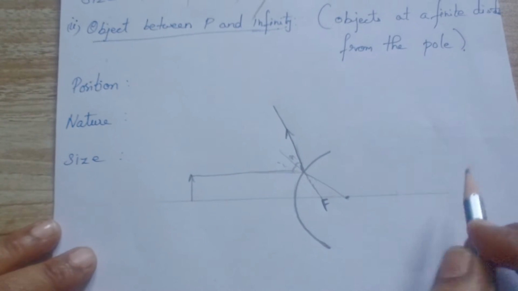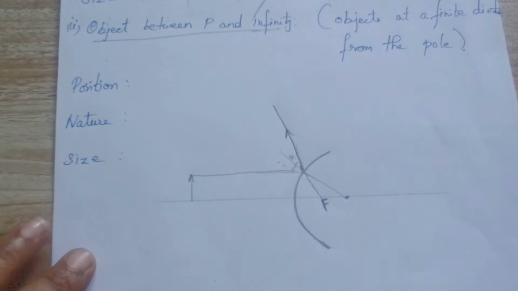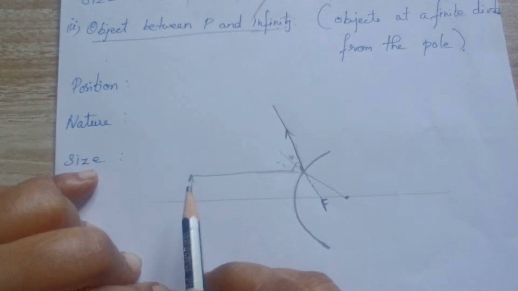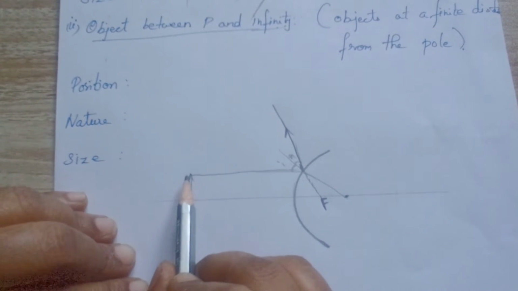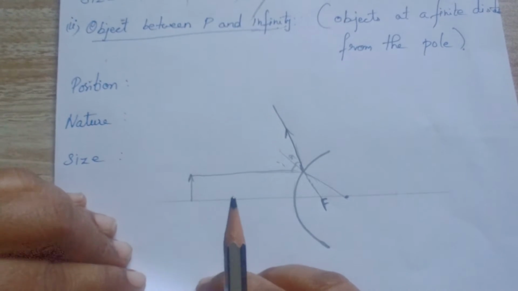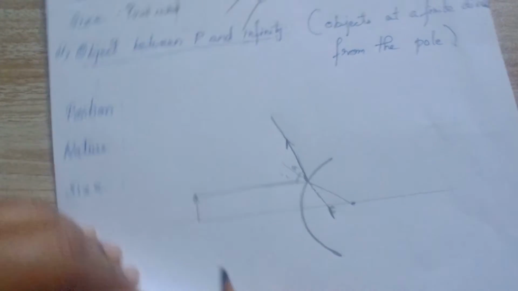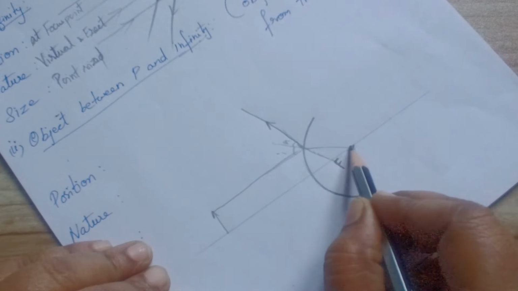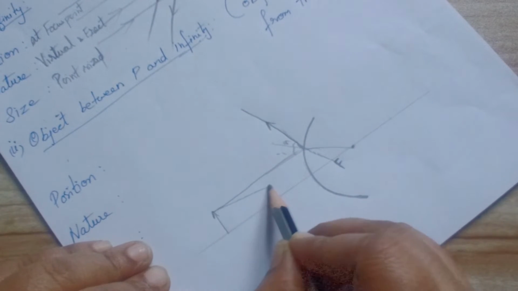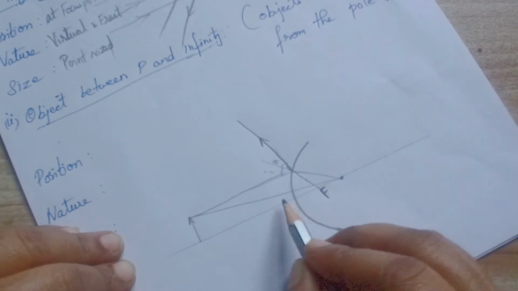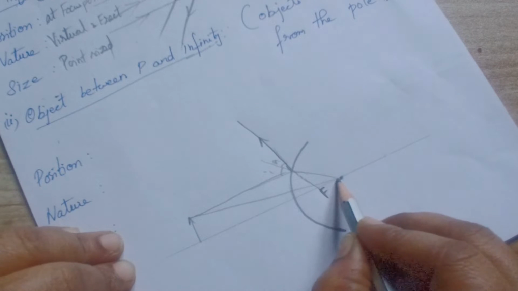Rays will be diverged from the focal point. Okay. Next, one more ray we will take, then only we'll get where the image will be formed. One more ray is the ray directed towards the center of curvature. We'll draw it directed towards the center of curvature.